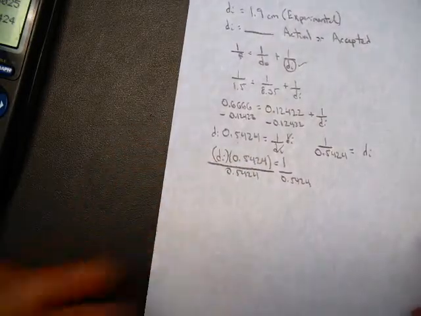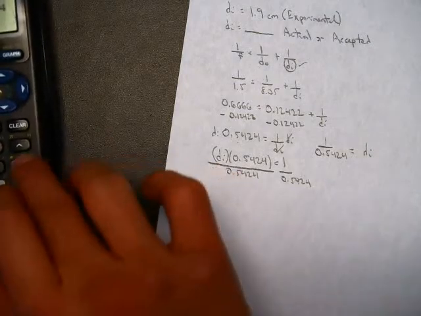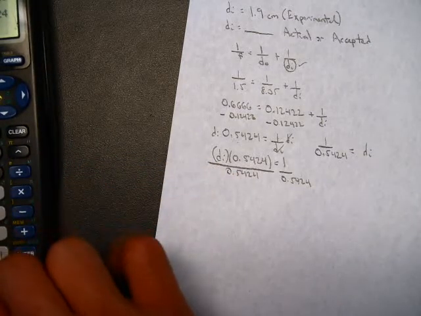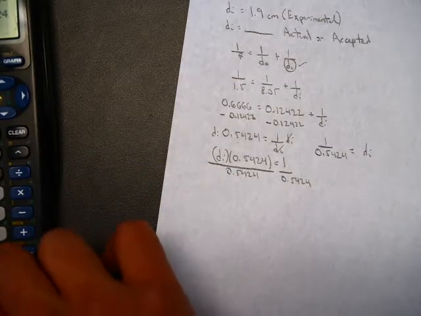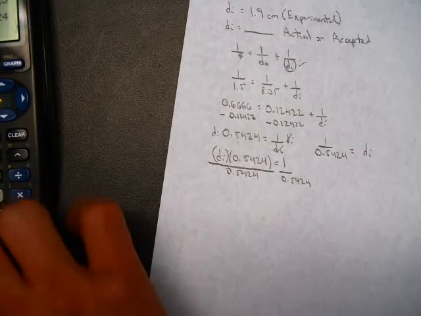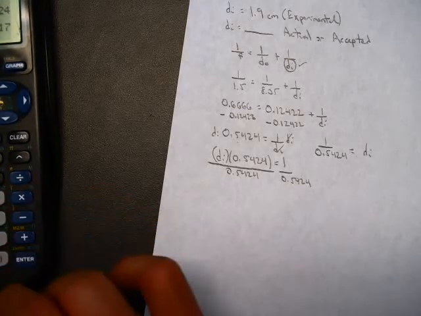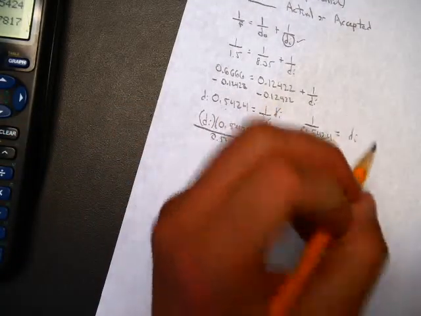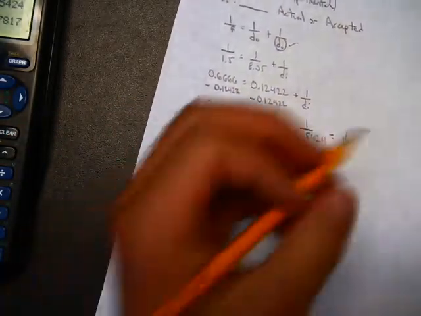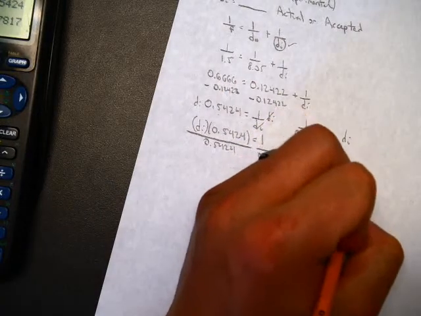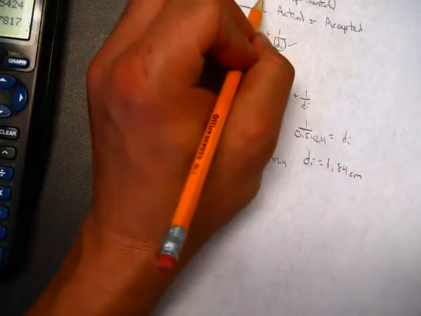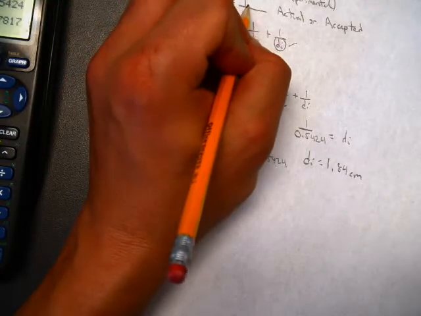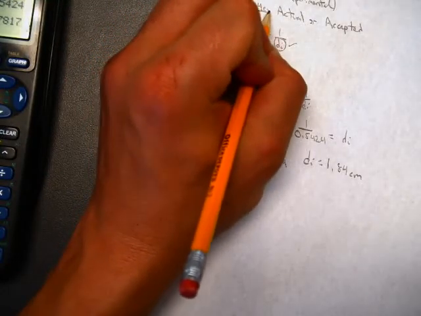So let's go ahead and simplify that and see what I should have got. 1 divided by 0.5424 is 1.84. So my DI actual is 1.84 centimeters. That's pretty close. 1.84 centimeters. So that's how you calculate your actual.